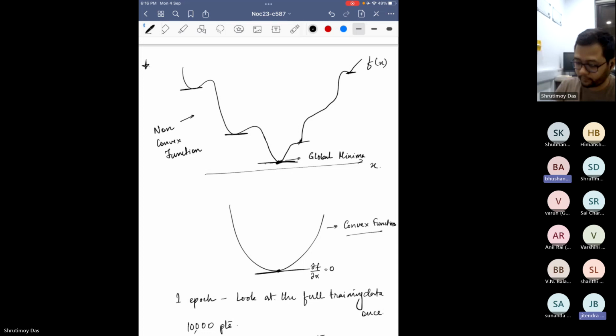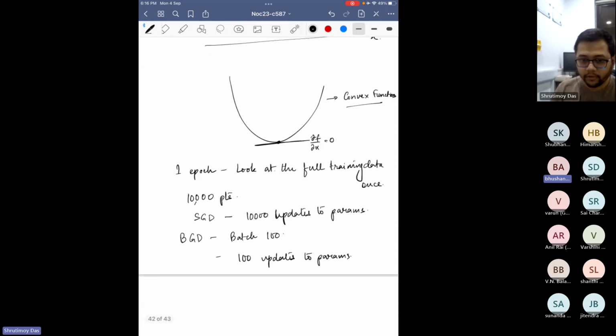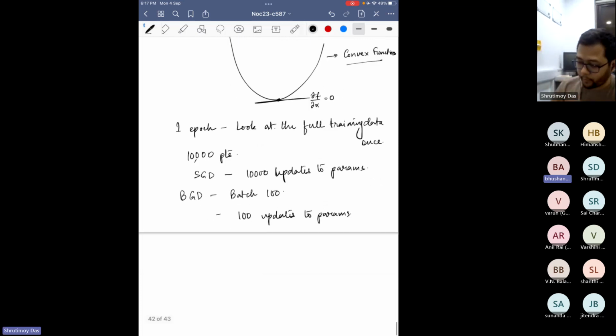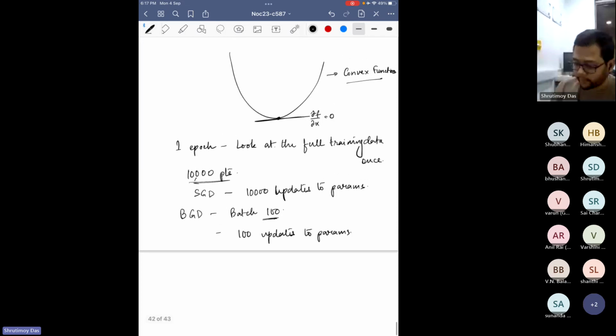In this example, you said batch 100. What is this 100, epochs or examples? You have 10,000 points, and in batch gradient descent you create batches of equal sizes. If one batch has 100 data points, you'll have 100 such batches. In SGD, we take one data point at a time and do the gradient descent. In batch gradient descent, we look at one batch at a time, so we'll do 100 such updates.